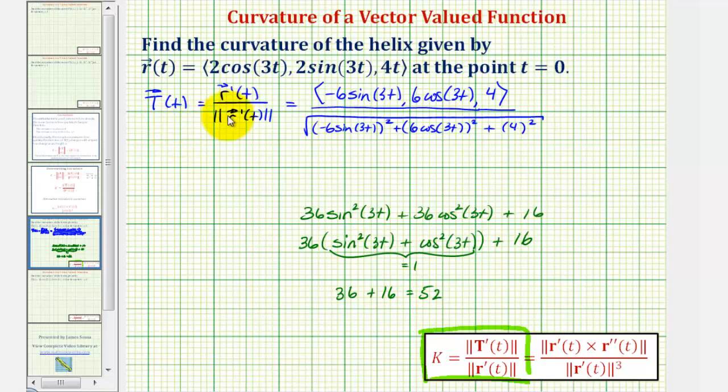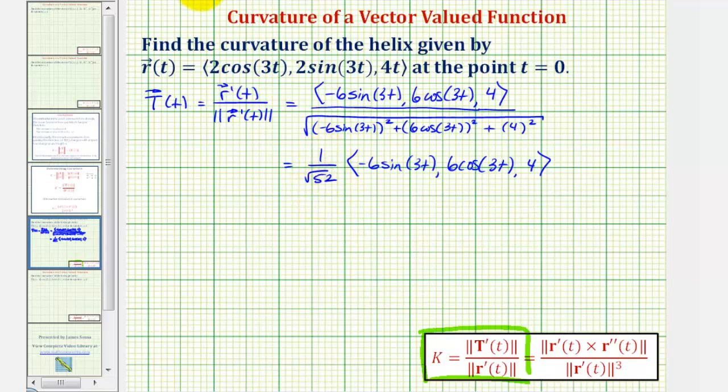Which means we can write the unit tangent vector valued function as 1 divided by the square root of 52 times the x-component, which would just be negative 6 sine 3t. The y-component again would be 6 cosine 3t. And the z-component would just be 4. Again, notice how instead of leaving this in the denominator, I just put this as a fraction, 1 over the square root of 52. Now the square root of 52 does simplify to 2 square root of 13, but I'm going to go ahead and leave it in this form.